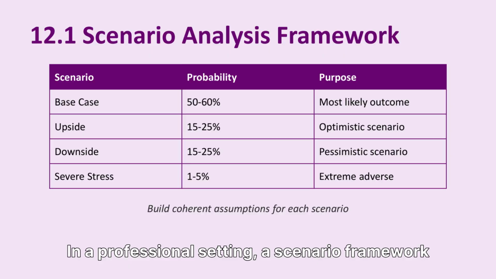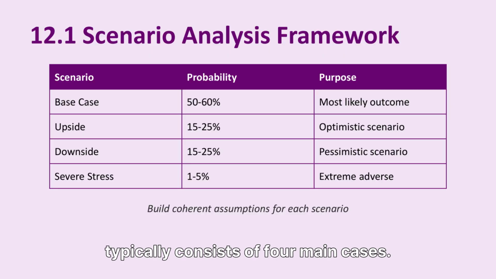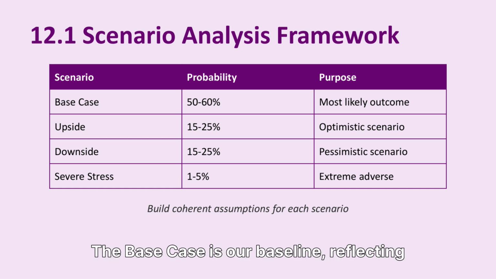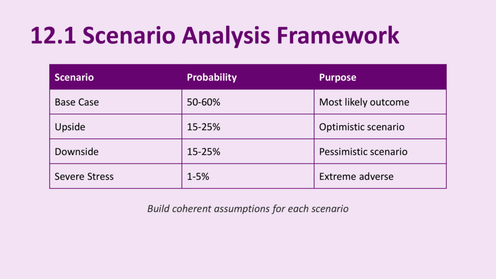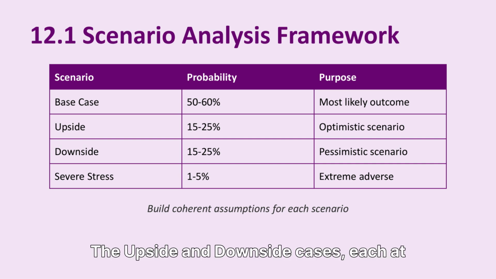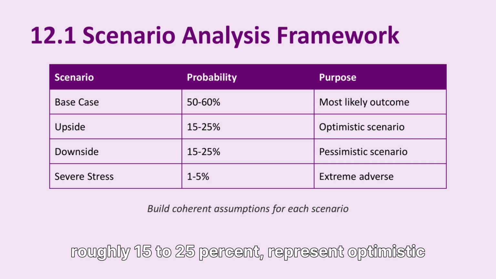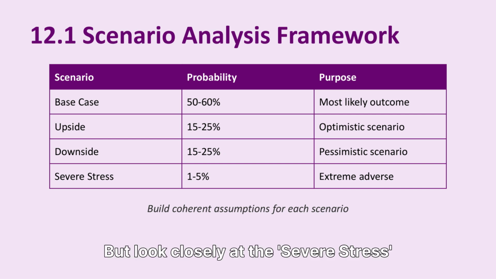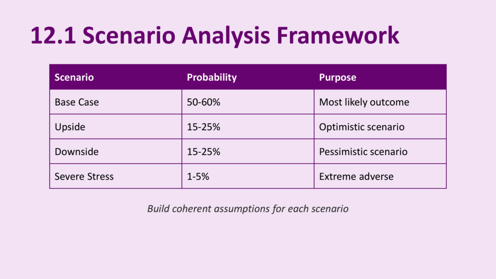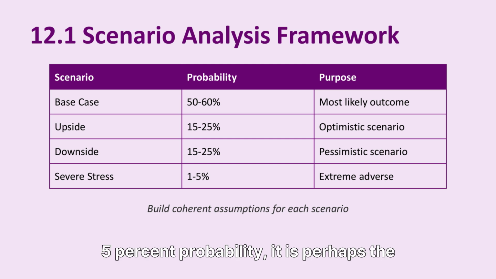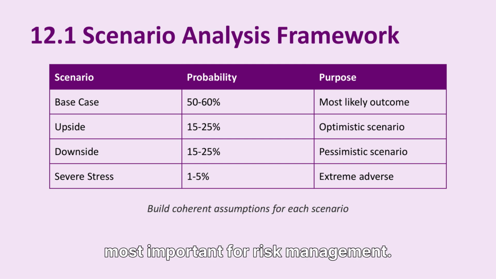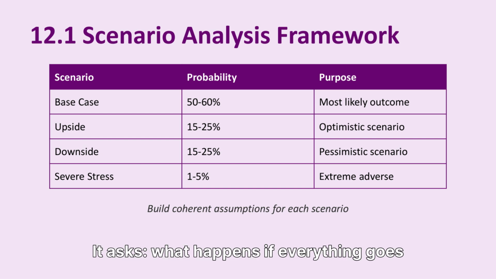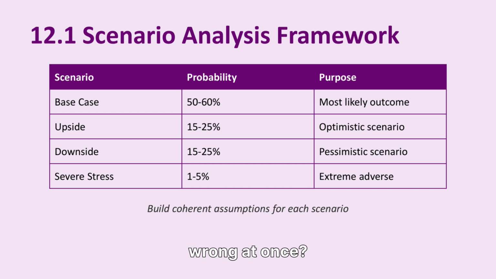In a professional setting, a scenario framework typically consists of four main cases. The base case is our baseline, reflecting current trends with a 50 to 60% probability. The upside and downside cases, each at roughly 15 to 25%, represent optimistic and pessimistic departures from that baseline. But look closely at the severe stress case. Though it only has a 1 to 5% probability, it is perhaps the most important for risk management. It asks, what happens if everything goes wrong at once?